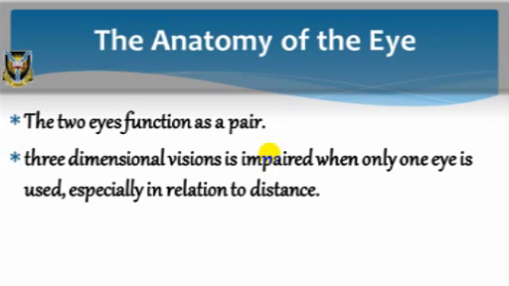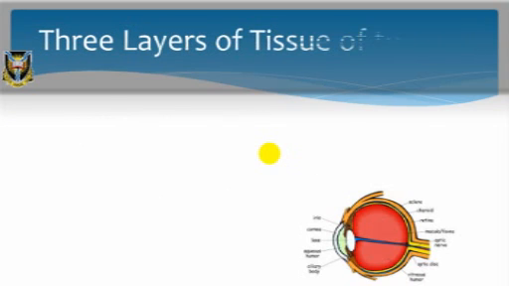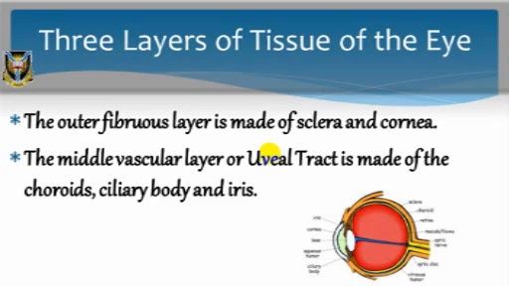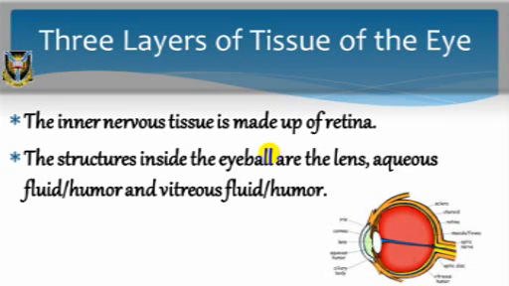There are three layers of tissue of the eye. The outer fibrous layer is made of sclera and cornea. The middle vascular layer, or uveal tract, is made of choroid, ciliary body, and iris. The inner nervous tissue is made of retina. The structures inside the eyeball are the lens, aqueous fluid or humor, and vitreous fluid or humor.